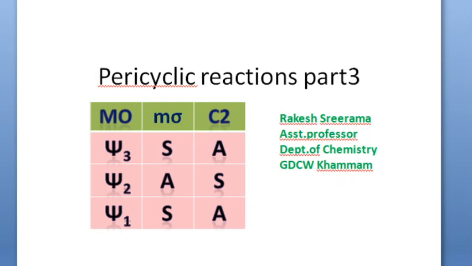Today in this lecture we are going to see symmetry aspects of molecular orbitals and nodes, HOMO in the case of ground state and HOMO orbitals in the case of excited state, that is HOMO in thermal condition and HOMO in photochemical condition.